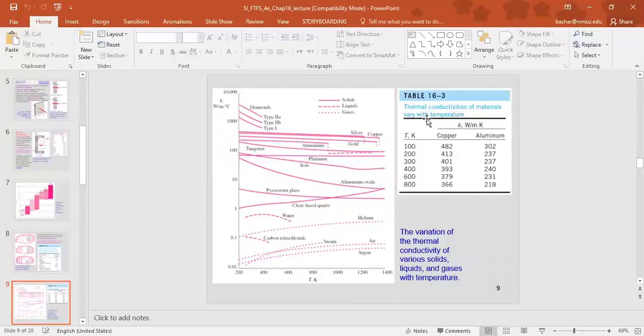Now this table, 16.3, shows the effect of the temperature on the thermal conductivity. In general, for the solids, the thermal conductivity reduces with increasing temperature, while for gases the thermal conductivity increases with increasing temperature, similar to the liquids, as in the water here.